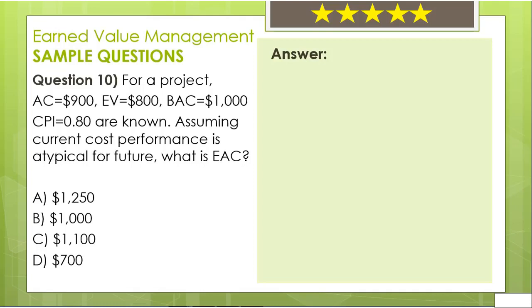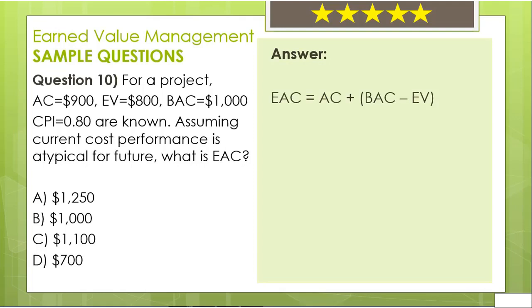In the question, EAC, the estimate at completion value, is asked. We have three formulas to calculate the estimate at completion. Which formula should we use? Here, in the question, the key sentence is at the end of the question. It says, we will assume current cost performance is atypical for future. In other words, we will assume the current CPI will not affect our future performance. Our future performance will be same as what we assumed at the very beginning of the project.